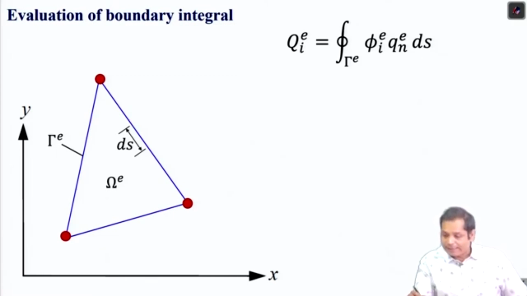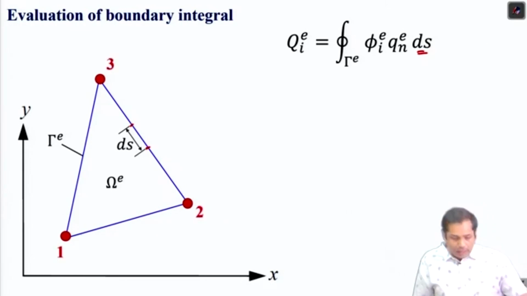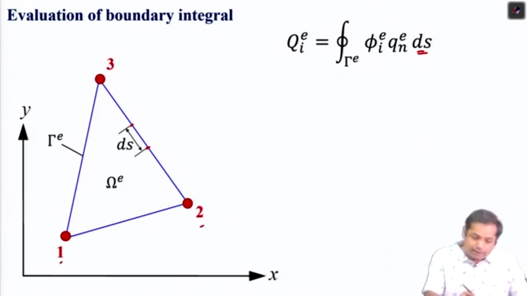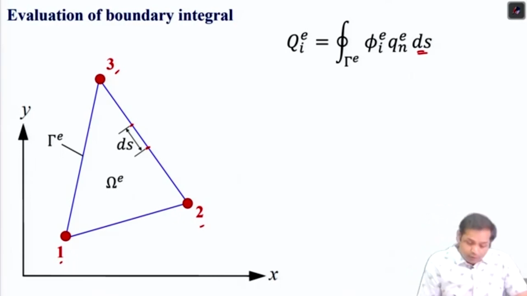And ds is, if we go along the boundary, any segment here. Now suppose these node numbers are 1, 2 and 3. The numbering order of nodes is very important. I had mentioned that in previous classes as well. Again, I would like to re-emphasize how you number the element, in which order the nodes are numbered. That is very important. Now suppose we go in the anti-clockwise direction: node number 1, then node number 2 and node number 3.